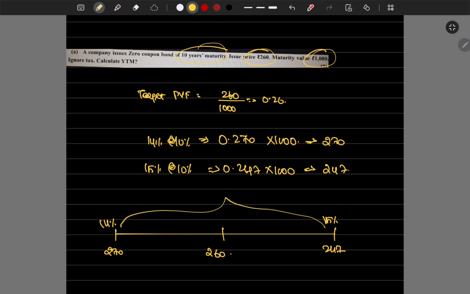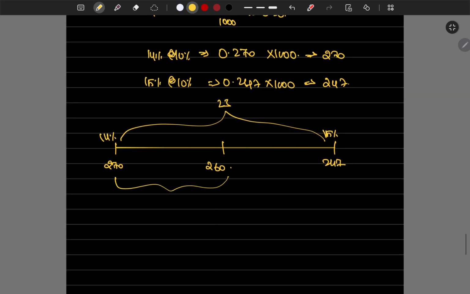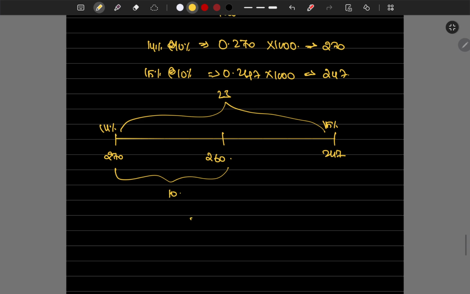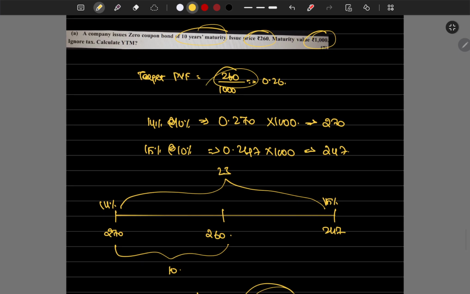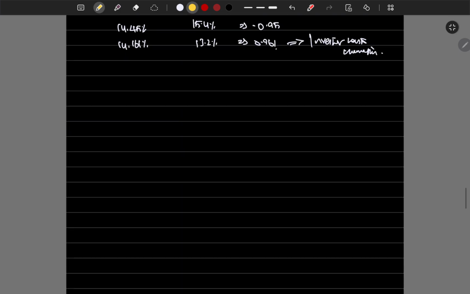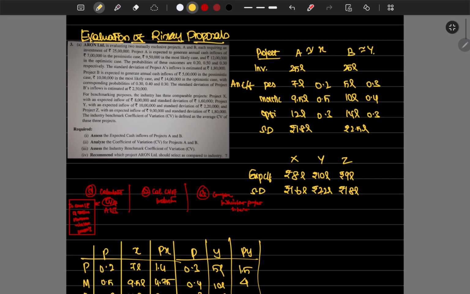What's the difference? 270 minus 247, which is 23. 270 minus 260, which is 10. So 10 divided by 23 added to 14%, we'll get 14.43%. This is the YTM for the bond priced at 260 that we have found out. That is it. We'll solve another 4 problems tomorrow. Thank you.